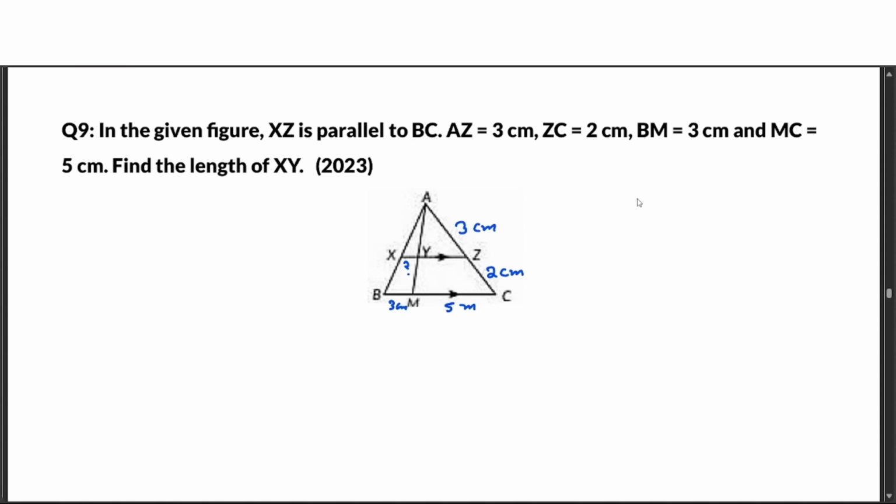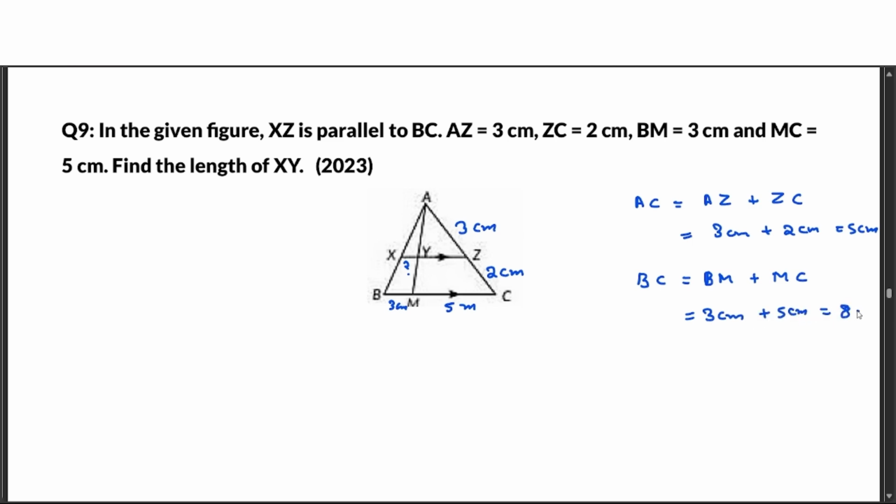So we can say here AC is equal to how much? AG plus GC. So which means 3 centimeter plus 2 centimeter is equal to 5 centimeter. Same way, you can say BC is equal to how much? BM plus MC, which means you have 3 centimeter plus 5 centimeter. So you will get total 8 centimeter.